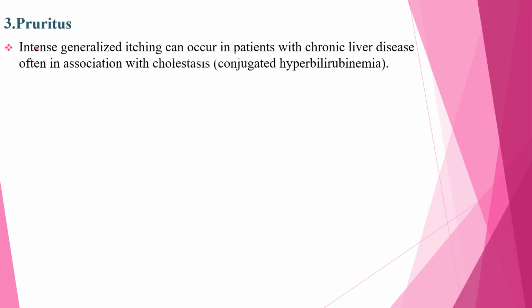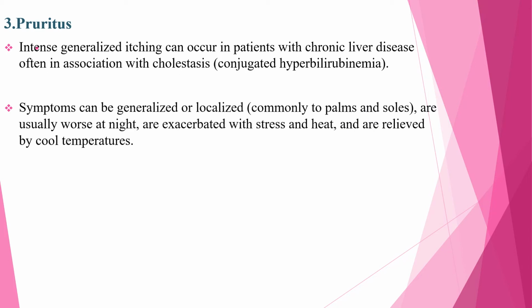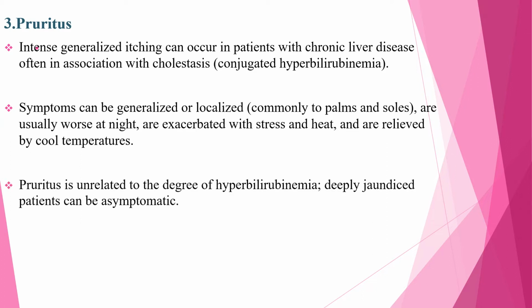The other sign of liver disease is pruritus. Intense generalized itching can occur in patients with chronic liver disease, often in association with cholestasis. Symptoms can be generalized or localized. Symptoms can also be worse, usually at night, and they are exacerbated with stress and heat and are relieved by cool temperature. Pruritus is unrelated to the degree of hyperbilirubinemia, and deeply jaundiced patients can be asymptomatic.